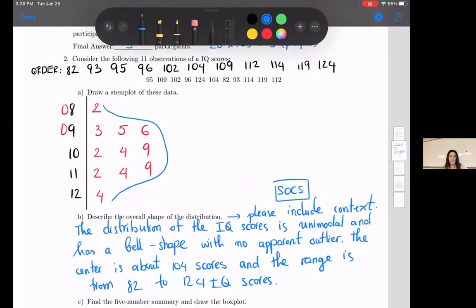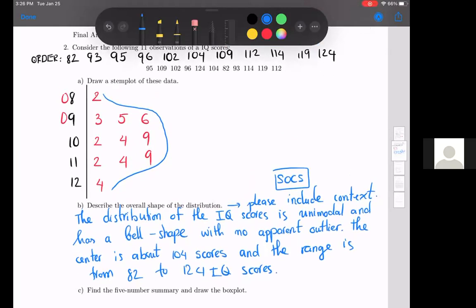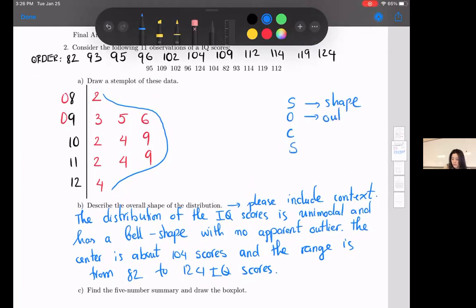I'll tell you before if I ask you to draw. Can you repeat what SOC stands for again, please? Can someone tell me what SOC is? Shape, outlier, center, and spread. Yeah, thank you. It's in my lecture.